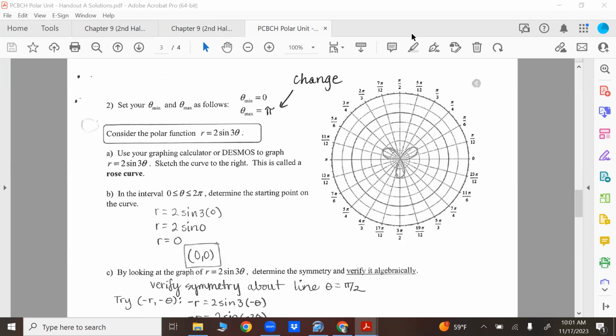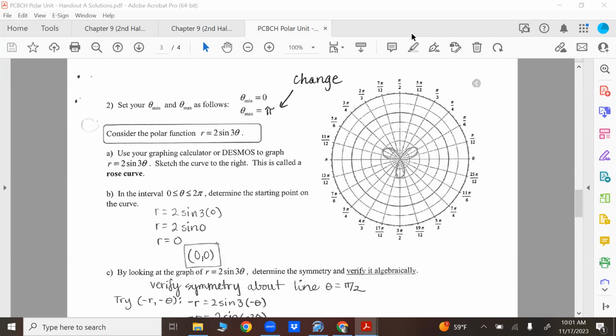The length of the petals is determined by the coefficient in front of the trig function, which is 2, so it goes to a radius of 2. That should make sense, since the maximum of sine is 1. In terms of orientation, because it's 3, the petals are going to be separated by 120 degrees, or 2π/3. The best way to figure out where it's going to go is a bit weird.